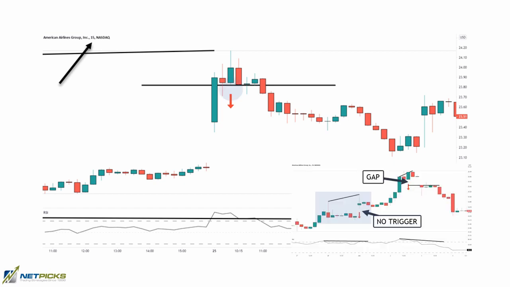So if we go back to the original chart, this is the first setup where we had no trigger. But if you're trading on the 15-minute chart, you actually had a large move that you could have entered to take advantage of that gap fill.